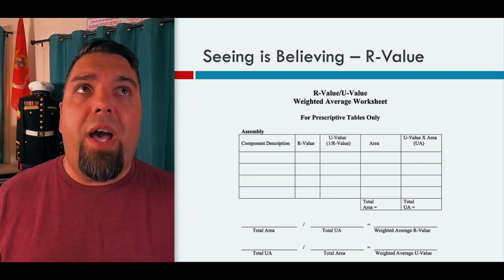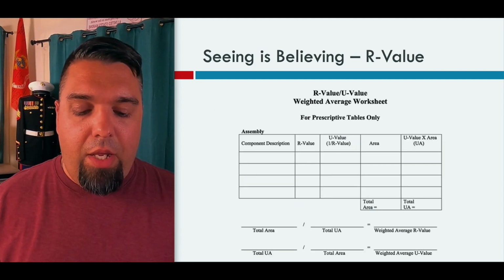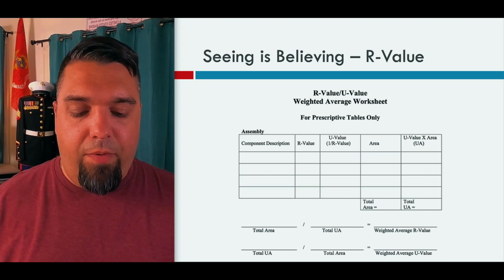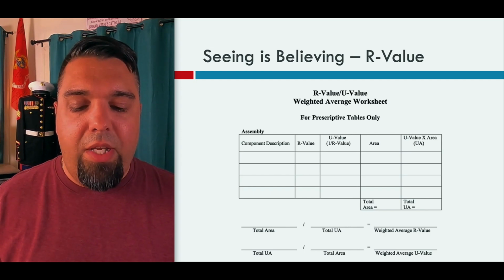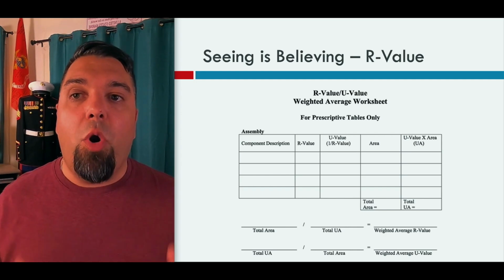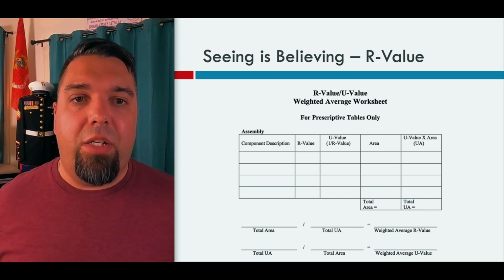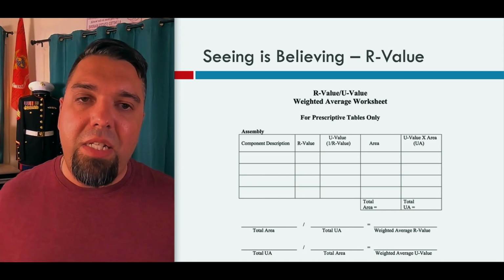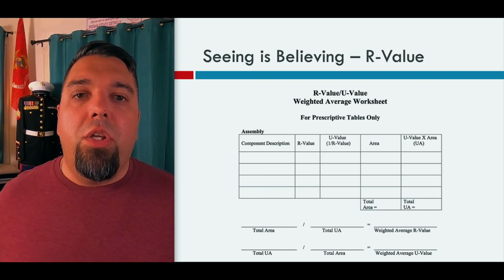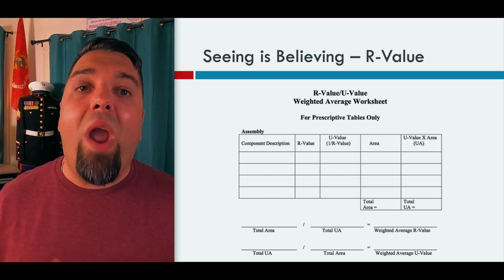Just because you have, let's say, R30 in a ceiling and you have 3.7 per inch, so 30 divided by 3.7 is actually 8 inches of cellulose. So let's say you go up in the ceiling and you see 8 inches of cellulose. That doesn't mean the entire ceiling is R30. You actually should take a weighted average.